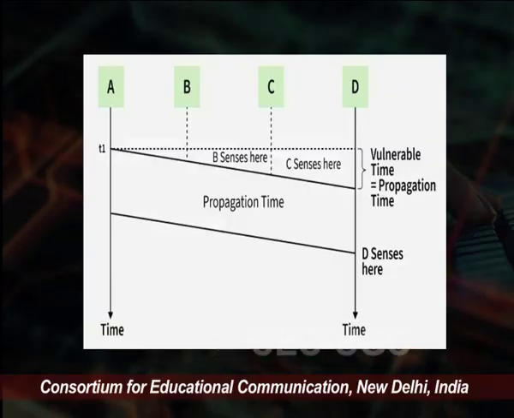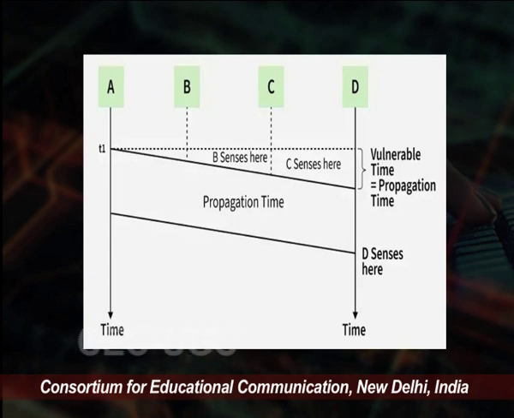Now here, if you can see, we have 4 stations: A, B, C, D. Let us say one particular station starts transmitting, then B and C both sense the carrier at some particular point of time, which is shown here with the help of dotted lines.